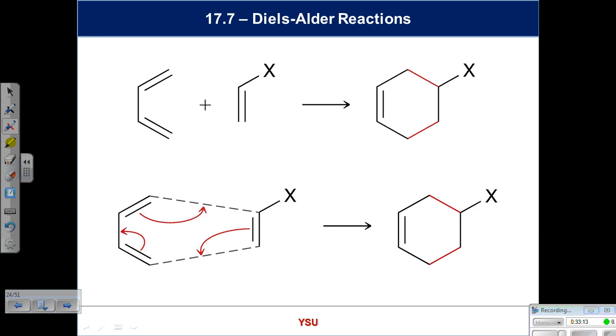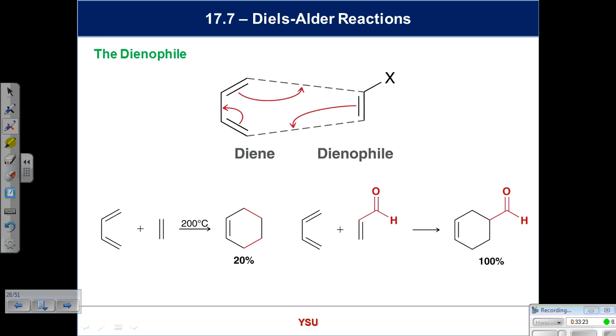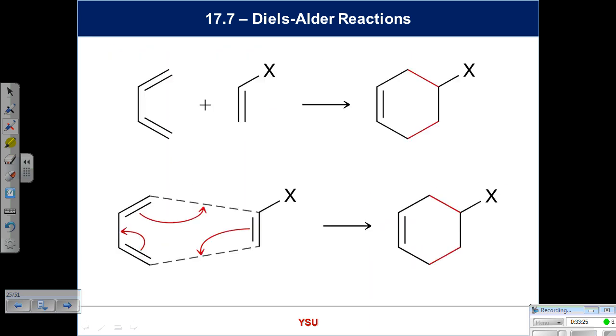At the top, I have 2 pieces. 4 pi on the left, the diene. 2 pi on the right with the X group attached. I'm going to call that a dienophile. I think I have these definitions coming up. Yes, right there. I'll talk about that in a second.